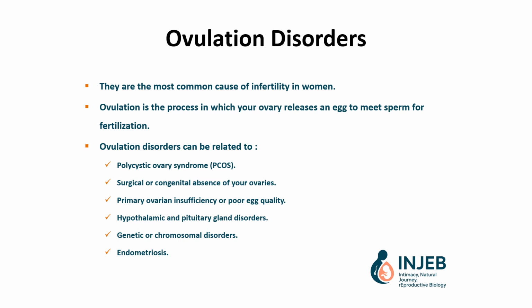Ovulation is the process in which the ovary releases an egg to meet sperm fertilization. Ovulation disorders can be related to several diseases such as polycystic ovary syndrome or PCOS, surgical or congenital absence of the ovaries, primary ovarian insufficiency or poor egg quality, hypothalamic and pituitary gland disorder, which is somehow a brain disorder, genetic or chromosomal disorders, or endometriosis. We're going to go through some examples.